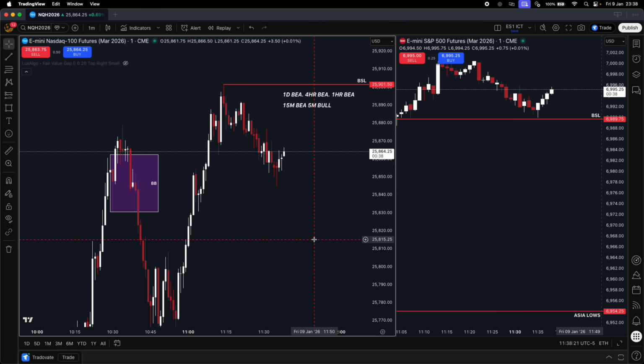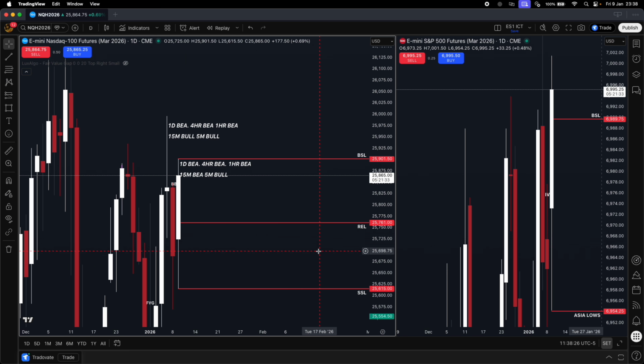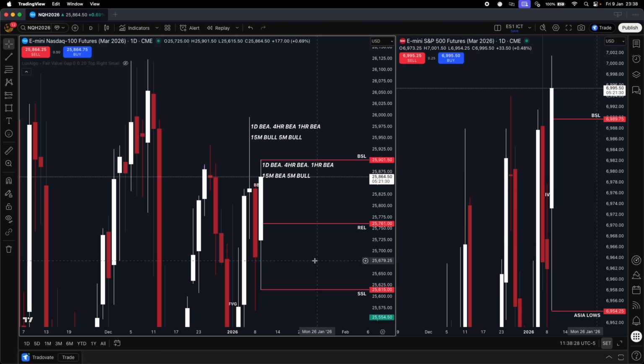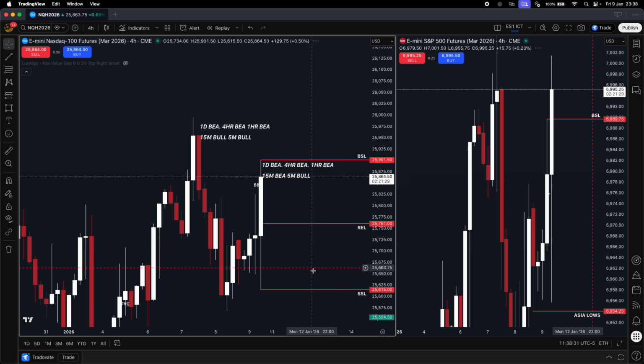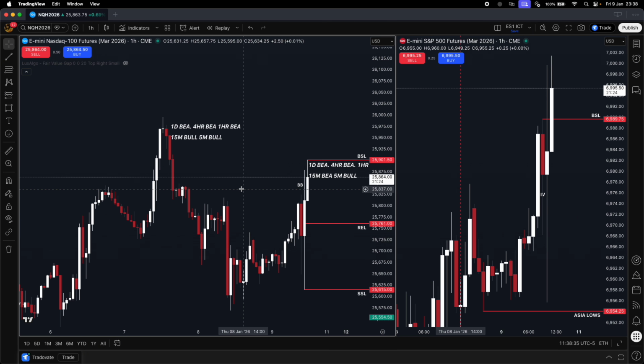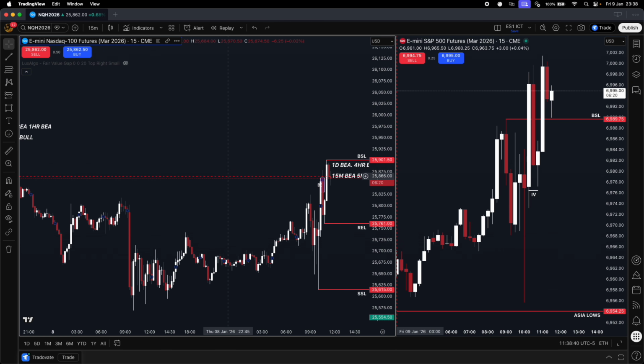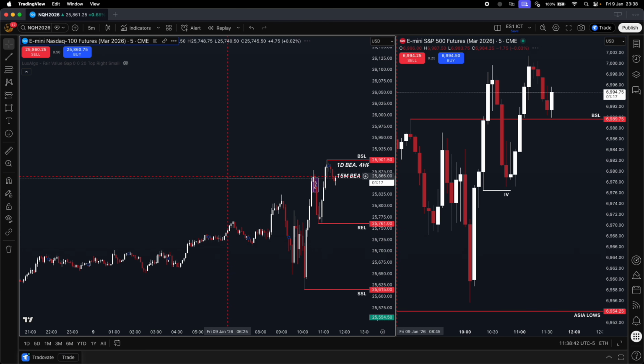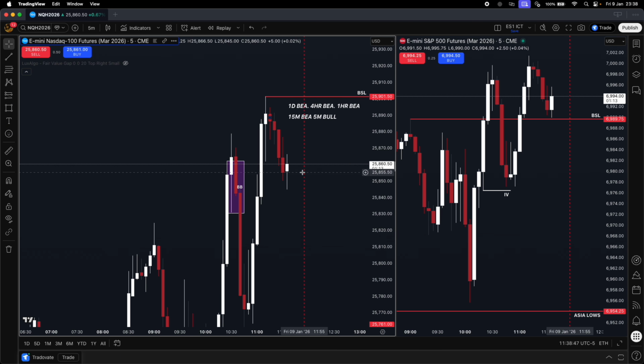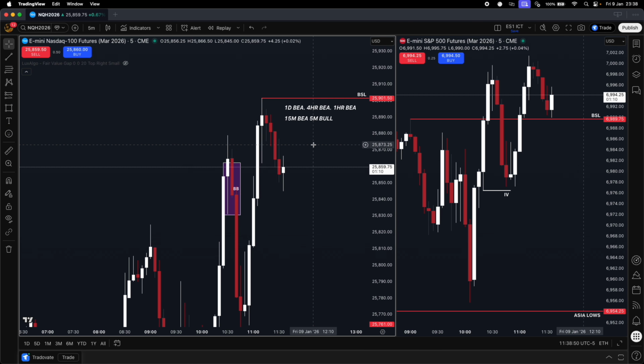Okay, so I'm going to get on to doing the buys. So the daily's still bearish, and the 4 hours still bearish, and the hourly's bearish, and the 15's bullish, and the 5 is bullish. So we got an intraday bullish bias and a higher time frame bearish, which is an overall bullish bias.